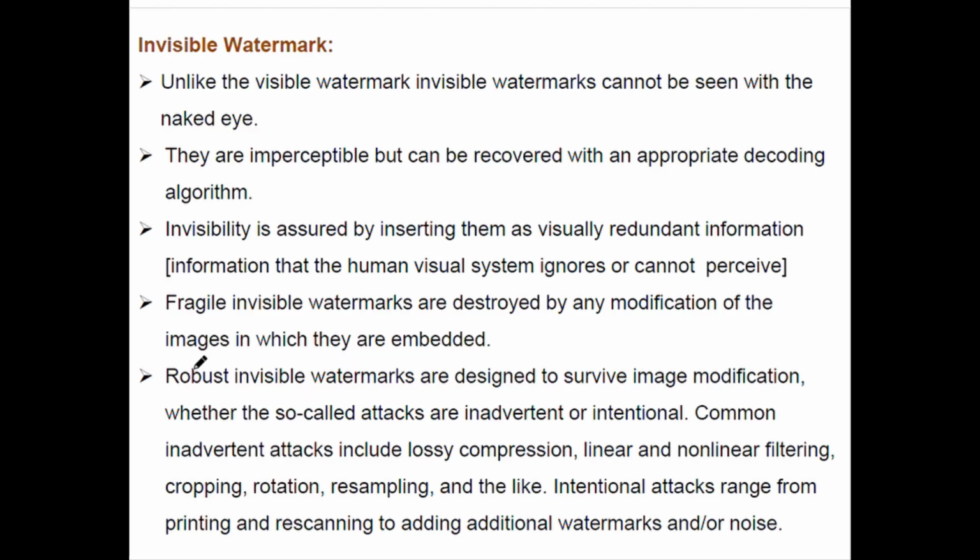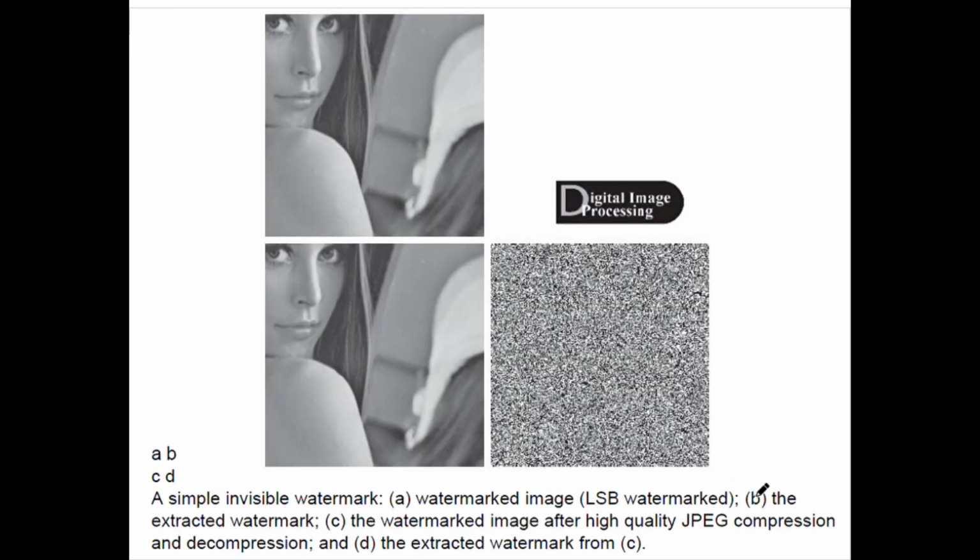Then, fragile invisible watermarks are destroyed by any modification of the images in which they are embedded. Fragile invisible watermarks are modified if there is any processing on the image. And there exists another type of invisible watermark, robust invisible watermarks, which can't be modified by image processing algorithms.